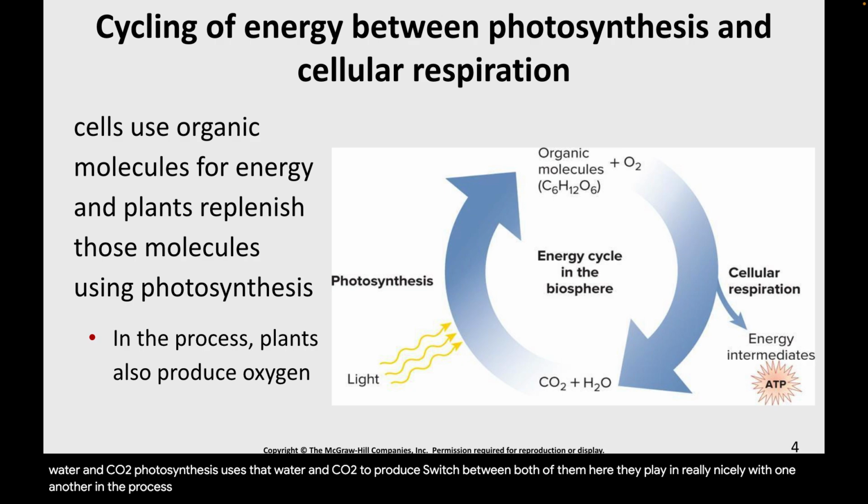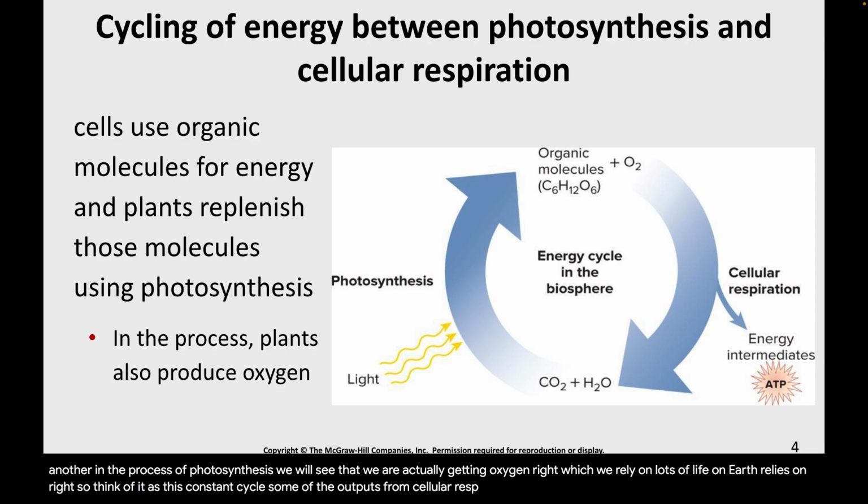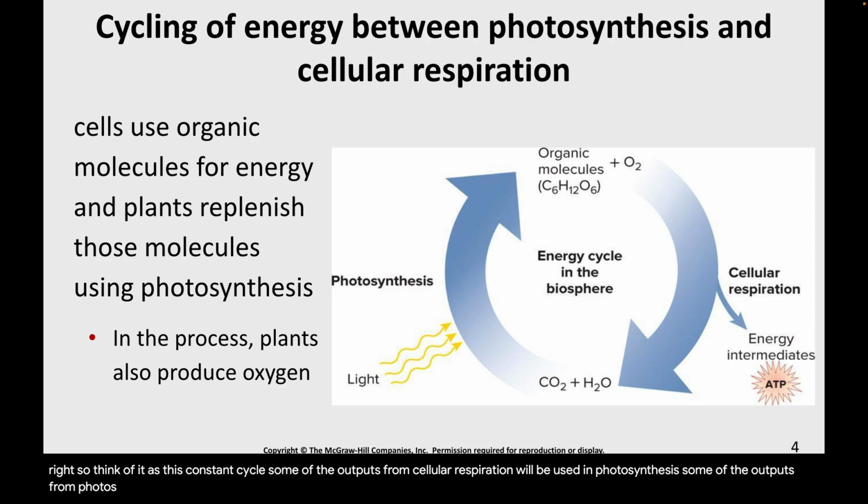In the process of photosynthesis, we will see that we are actually getting oxygen, right, which we rely on, lots of life on Earth relies on, right? So think of it as this constant cycle. Some of the outputs from cellular respiration will be used in photosynthesis. Some of the outputs from photosynthesis will be used in cellular respiration. And not necessarily in the same organism, right? Think about we are exhaling the CO2 that plants might be able to harvest and go through photosynthesis.